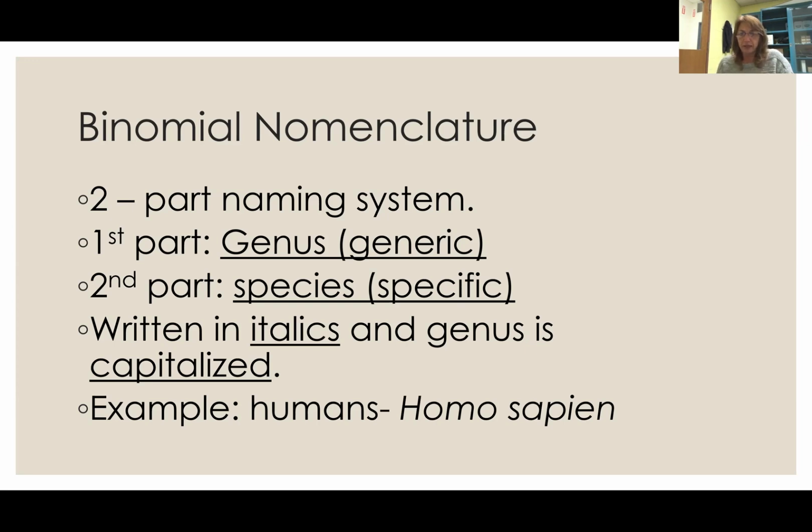When we write a genus and species together as a scientific name, we have to capitalize the first letter of the genus. The entire species name is all lowercase. And if we're typing it, it's generally found in italics. I gave you an example down below of our scientific name, which is Homo sapiens.